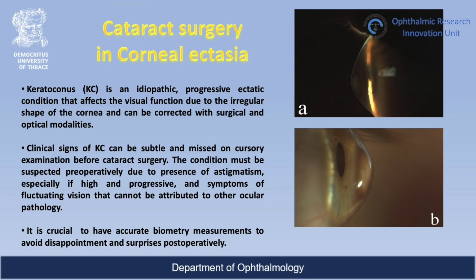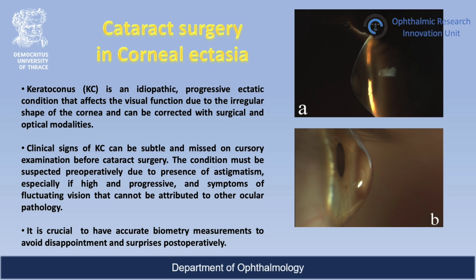As regards corneal ectasias, keratoconus is an idiopathic, progressive ectatic condition that affects the visual function due to the irregular shape of the cornea and can be corrected with surgical and optical modalities. The clinical signs of keratoconus can be subtle and missed on cursory examination before cataract surgery.